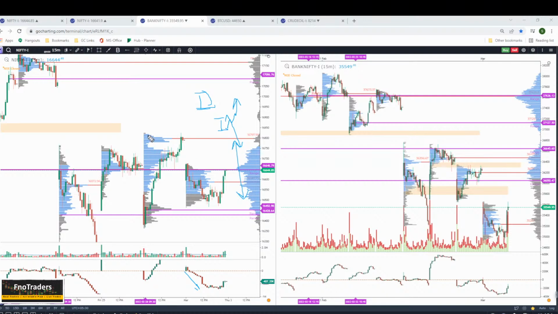The blue area is the value area, which is 70% of traded volume for the day. Gray is outside that, so it is outside value area high, outside value area low.